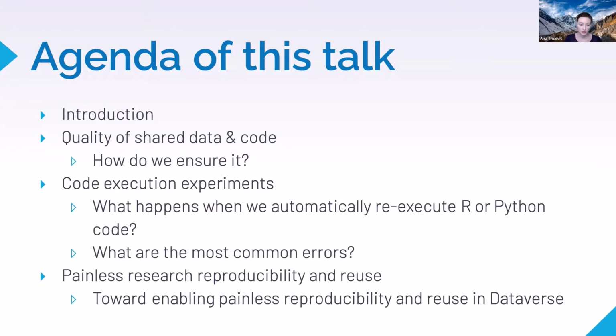Then after that, I'm going to show you the experiments that I've run, these large-scale experiments in AWS. In particular, what happens when we automatically re-execute a large number of these replication packages, and what are the most common errors that we see. At the end, we are going to conclude with some lessons learned, and how to actually proceed, how to alleviate the situation, and have painless reproducibility and reuse.